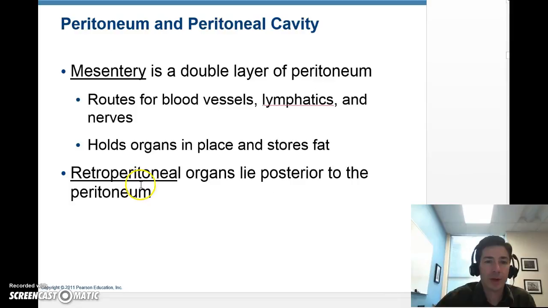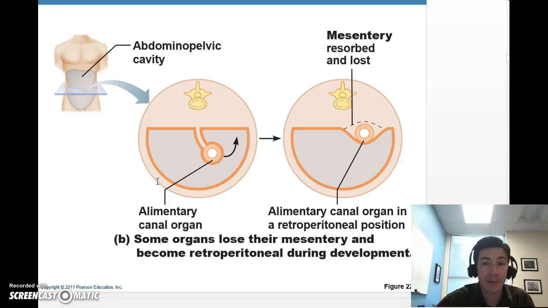You also want to know what it means for something to be retroperitoneal. As the slide says here, that means something is posterior to the peritoneum. So what you have right here is whatever organ has now migrated behind the peritoneum, so it's attached to the dorsal body wall or the dorsal wall of your abdominal cavity with the peritoneum now in front of it.